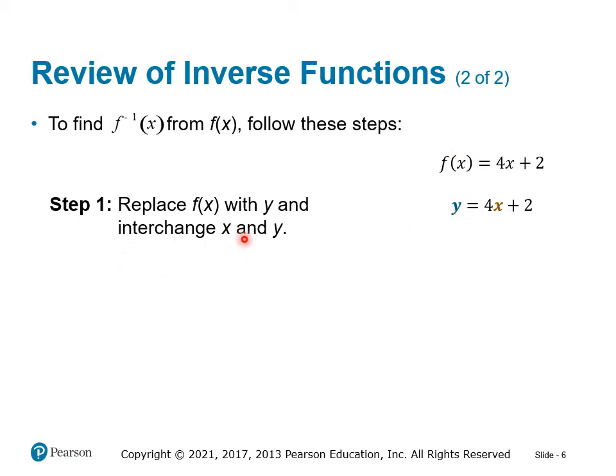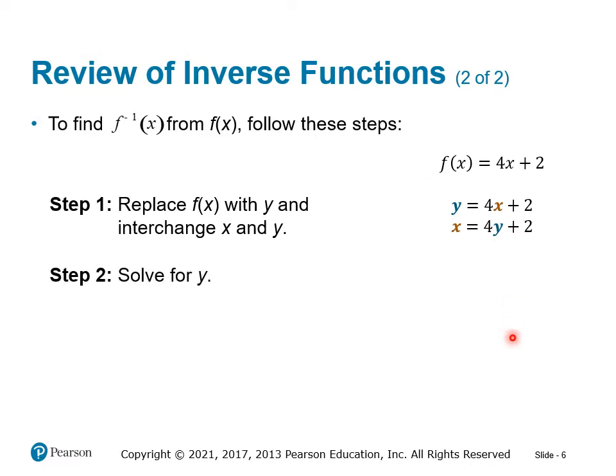The next thing we're going to do is interchange x and y. Wherever we have a y, we're going to make it an x. Wherever we have an x, we're going to make it a y. And you can see that here. Because that's how we get the inverse function. X becomes y and y becomes x.